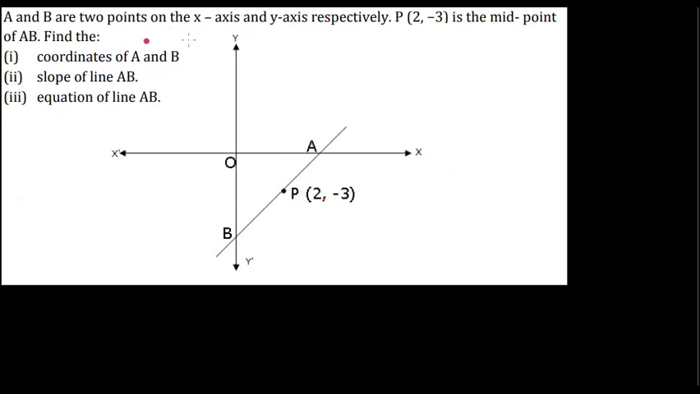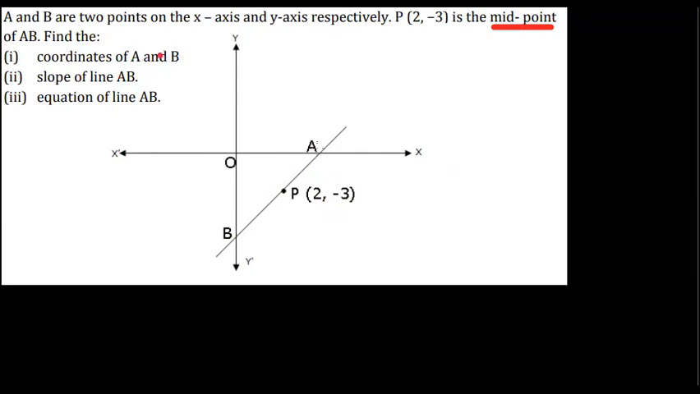Is the midpoint of AB. So yeah, this is the interesting part. It's the midpoint of AB. We need to find the coordinates of A and B, the slope of line AB, and the equation of the line AB. Let's tackle this one by one.